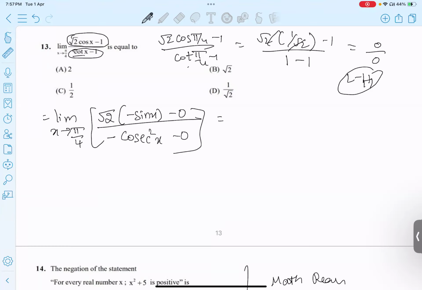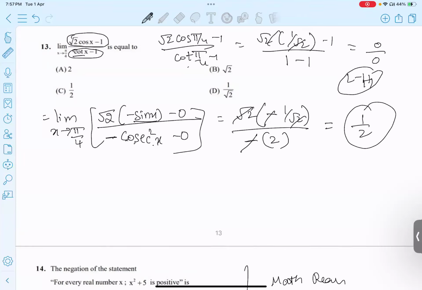On simplifying this, applying x as pi by 4: root 2 into minus sin pi by 4, which is 1 by root 2, whole divided by minus cosec square pi by 4. Cosec pi by 4 is root 2. Root 2 square gives you 2. On cancelling the minus signs, root 2 will also cancel. So we'll get 1 by 2. So 1 by 2 is the required answer. So where is the option? C is the required option.